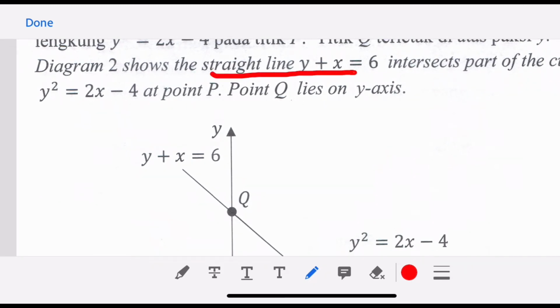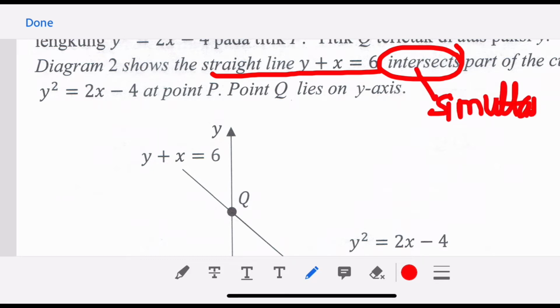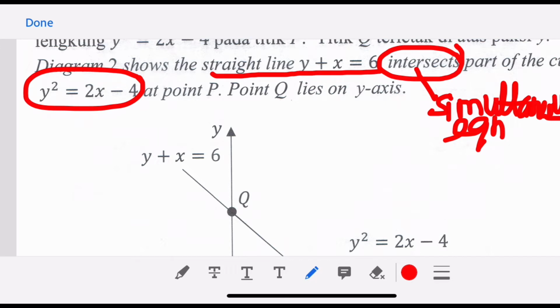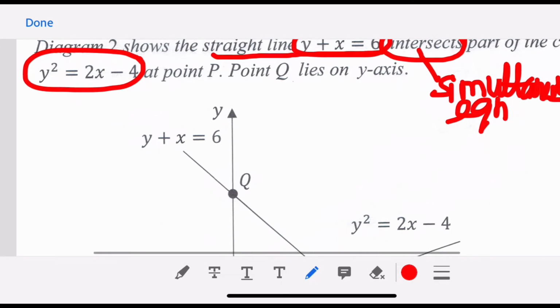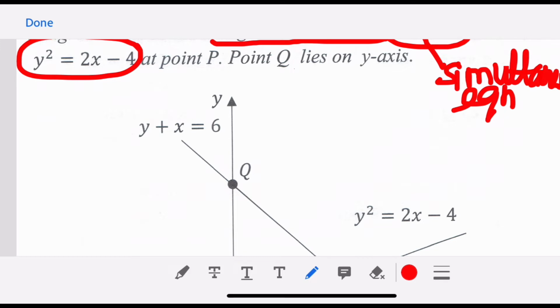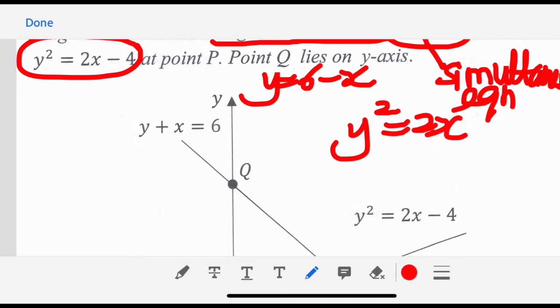Diagram 2 shows a straight line y plus x equal to 6 intersects. The moment you see intersects, you need to find the point of intersection by using simultaneous equations. So we have two: one is a straight line, the other one is a curve. So we will sub the straight line, y is 6 minus x, into the curve, which is y squared equal to 2x minus 4. We will sub 1 into 2.